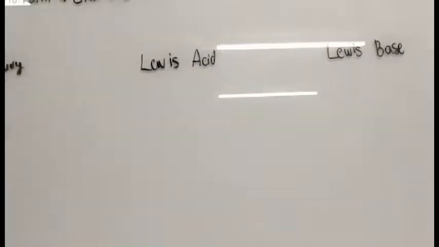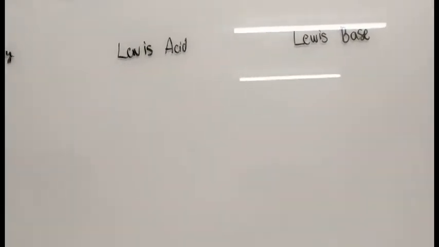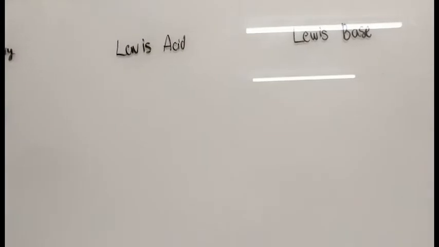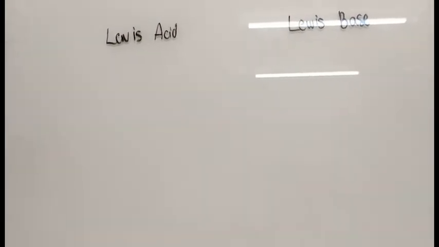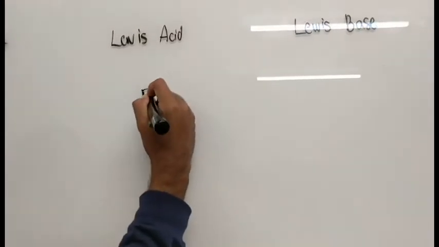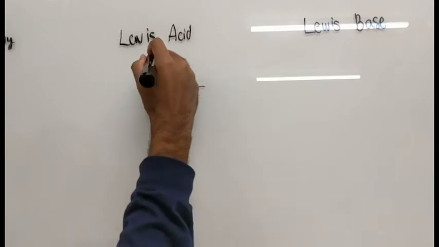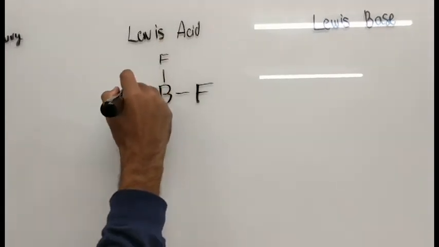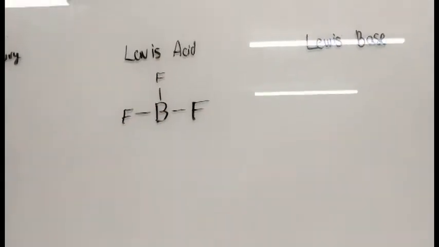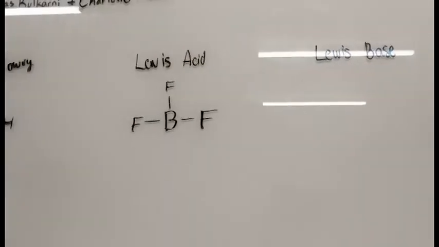Next we have a Lewis acid, which is a species that accepts an electron pair to form a new bond. An example of that is boron trifluoride, which is boron attached to 3 fluoride atoms. It also has no charge on it.